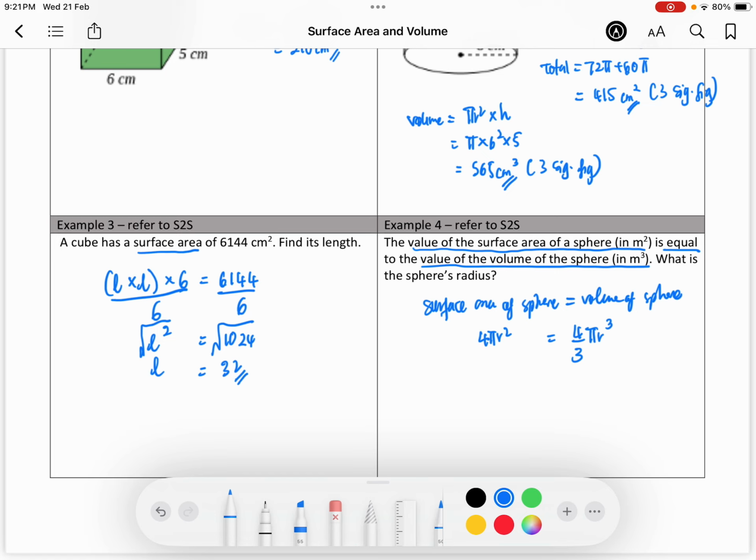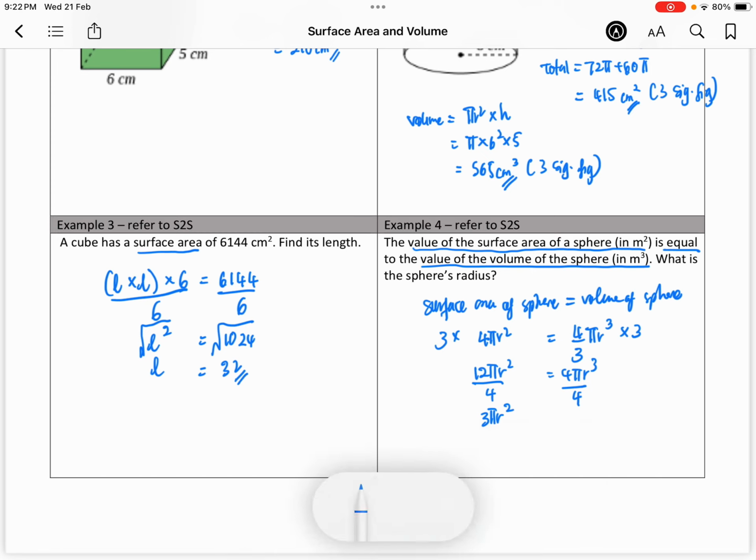Okay, so what I'm going to do, I'm going to multiply 3 both sides. So 12 pi r square and this one 4 pi r cube. I'm going to divide 4 both sides. So here becomes 3 pi r square equals to pi r cube. I'm going to divide that with pi r square both sides. Okay, and then simplify, you get 3 equals to r, which is what the question is asking, to find the radius. And so radius is equal to 3. That's it.